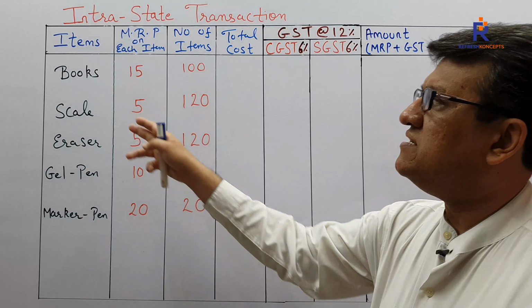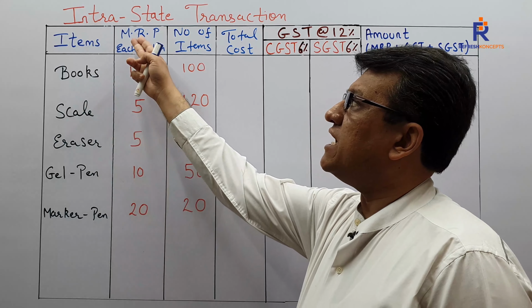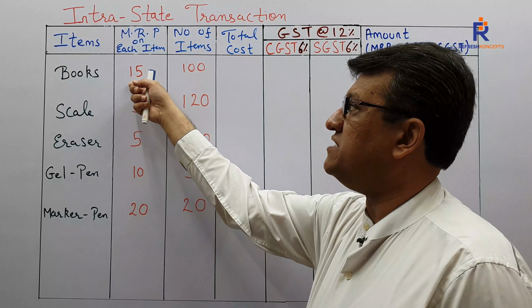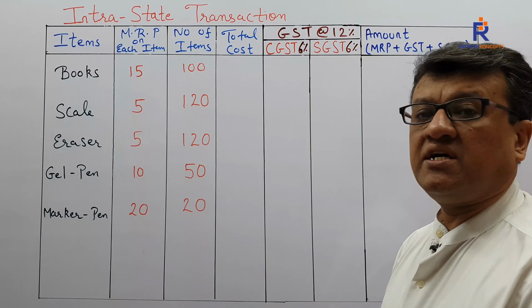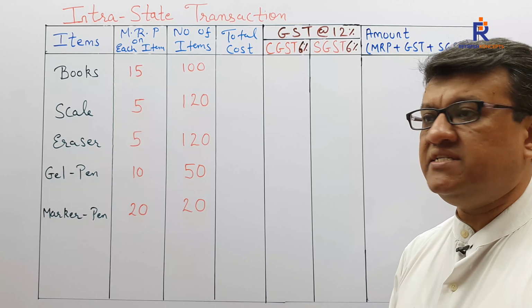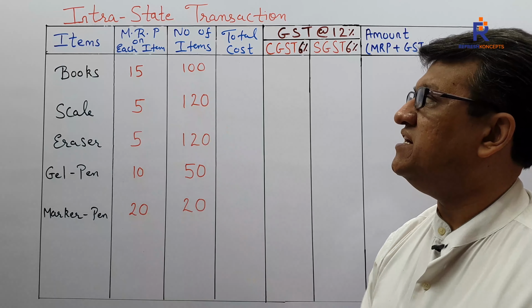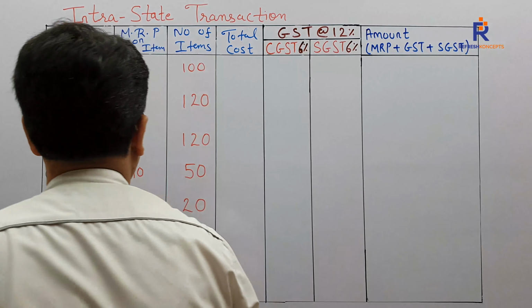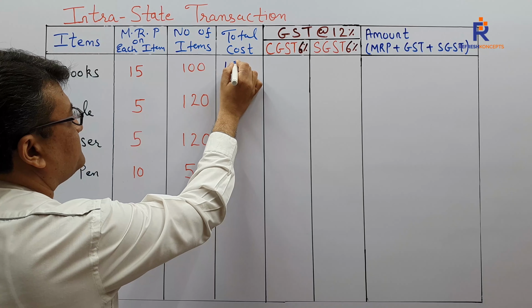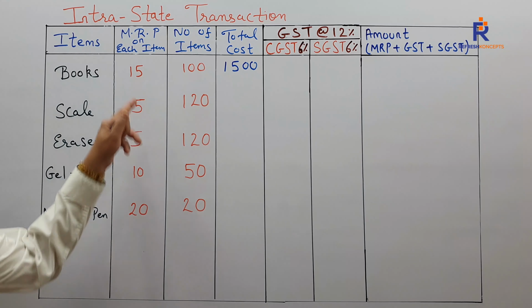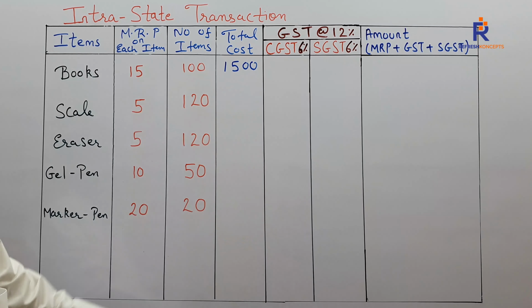The first one is books, MRP on each item. That means the MRP of each book is 15 rupees. How many items do we have? 100. So the number of items is 100. What is the total cost of the books? The total cost will be 15 into 100, 1500. So the very first answer is 1500: 15 price per book into number of books 100, 1500.